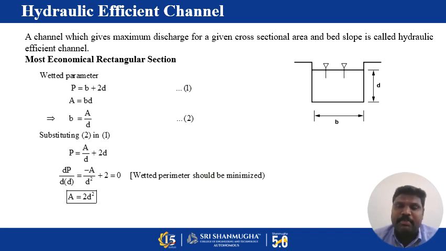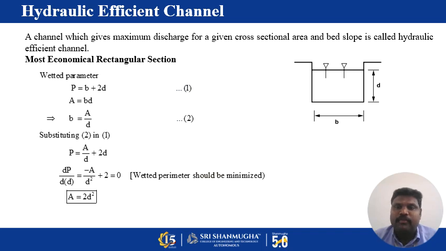So now we will see one by one the most economical section for rectangular, trapezoidal, circular as well as triangular channels, that is, when each channel will become more efficient and give maximum discharge with respect to the cross-sectional area and bed slope. Let me go with the first one, the most economical section for rectangular. The figure shows the rectangular section.